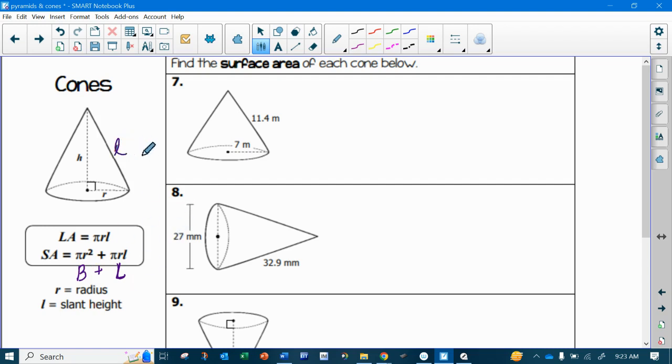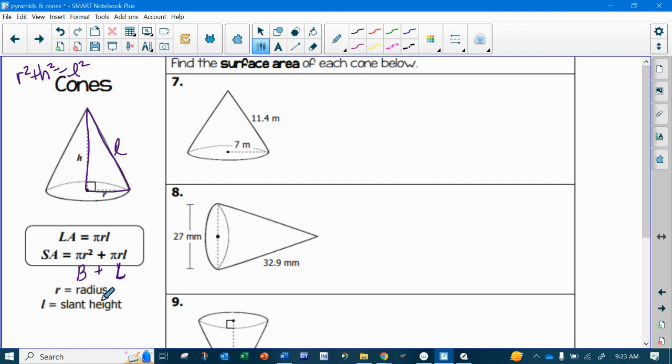This is still our slant height, but notice the slant height, the height, and the radius make a right triangle. So you will be doing the Pythagorean theorem if you need to find something here. So r squared plus h squared equals slant height squared. It's still the Pythagorean theorem, but with different letters: a squared plus b squared equals c squared.